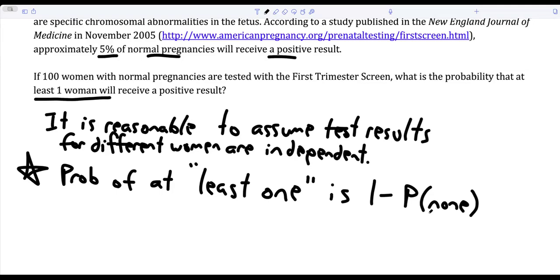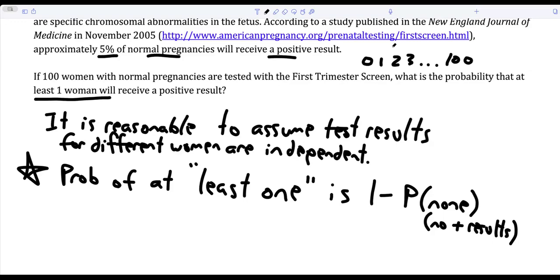In this case, the none refers to no positive results. So think about this. We test 100 women. How many positive results could I get? Well, there could be 0, there could be 1, 2, 3, all the way up to 100. So what is the probability that I get at least one positive result?